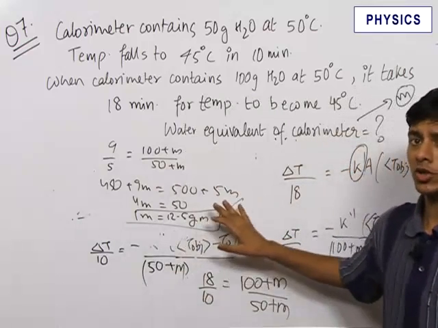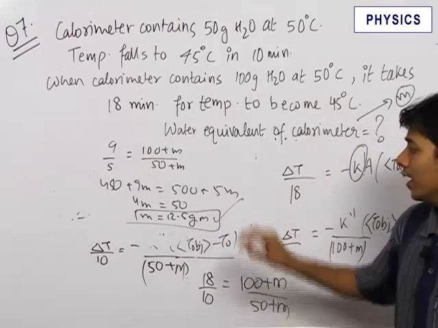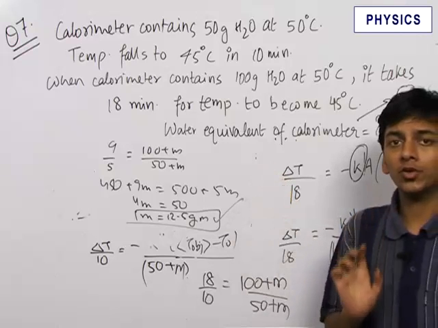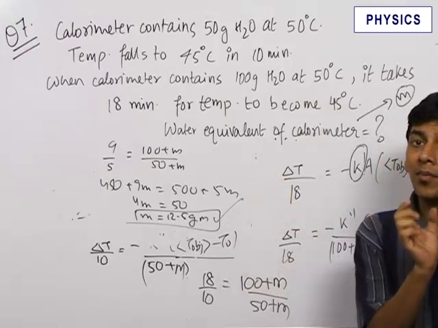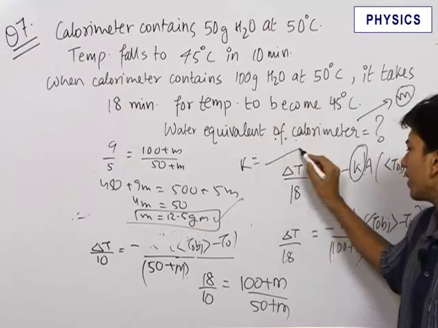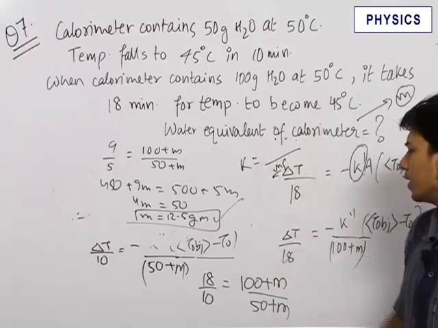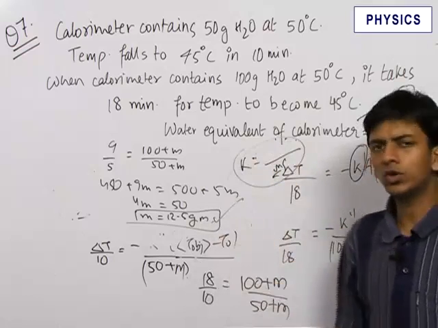The important thing which you should remember, and rather learn from this question, is what K is composed of in Newton's law of cooling. At least you should remember that there is a factor of mass coming down in the denominator in the formula for K. Therefore the final answer that we get using this formula for K comes out to be equal to 12.5 grams.